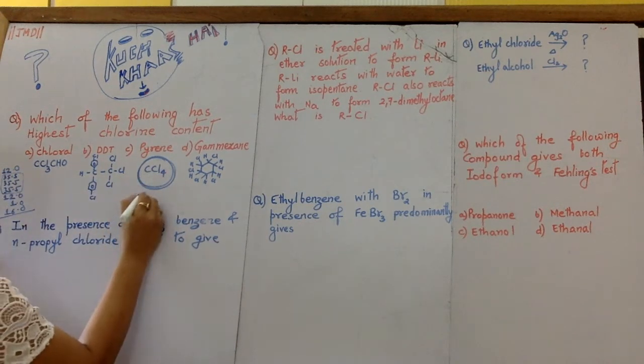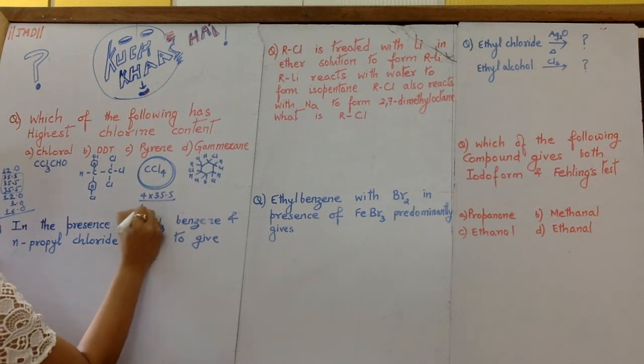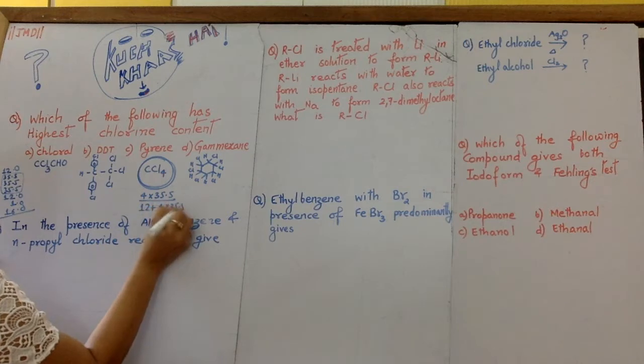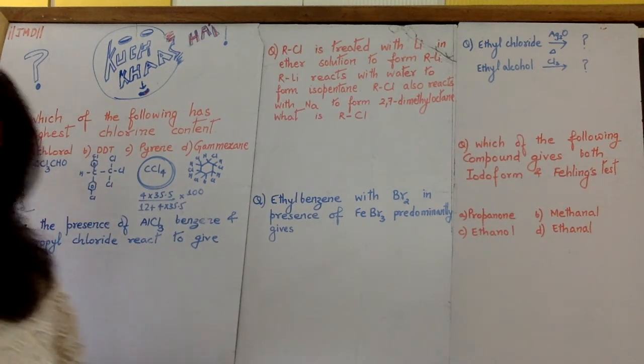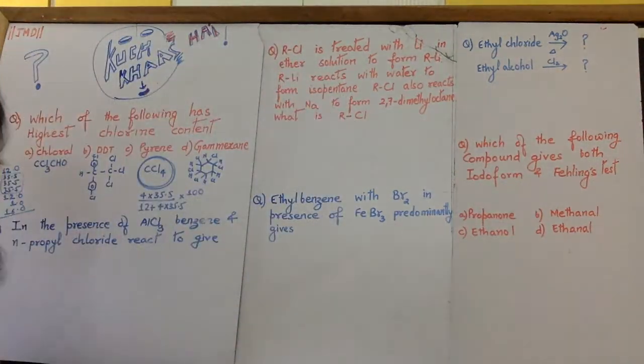Because this will be 4 into 35.5 upon 12 plus 4 into 35.5, into 100. This will be maximum. You can just see and understand. Even no need to calculate. It's a CET exam. Everything you need not calculate.